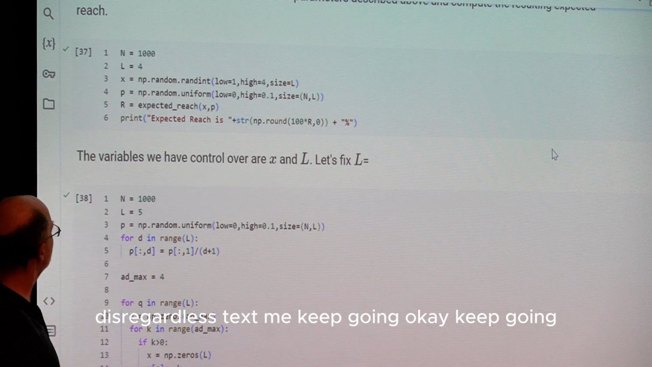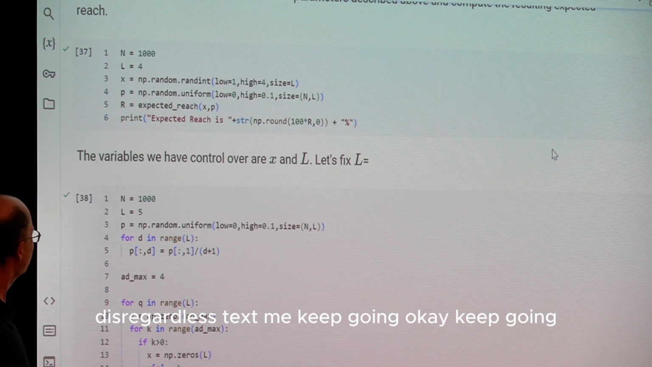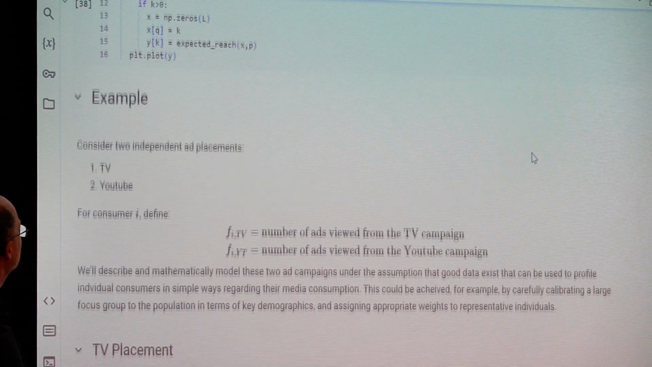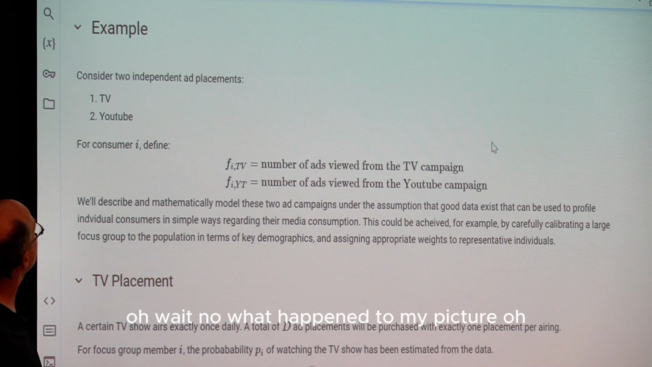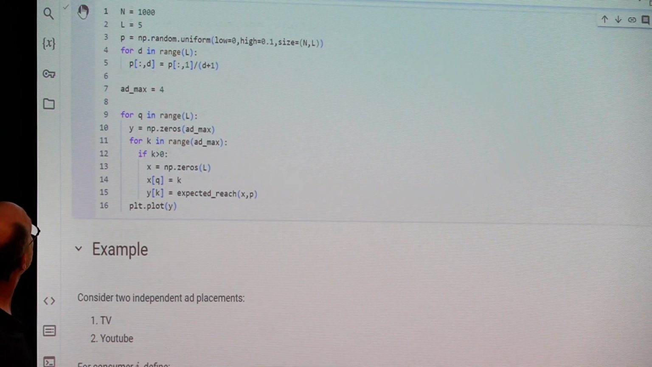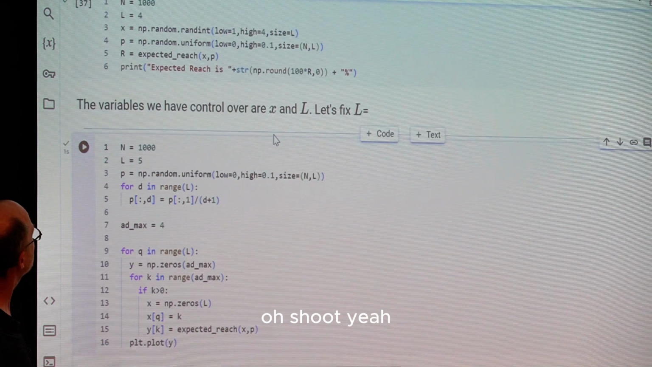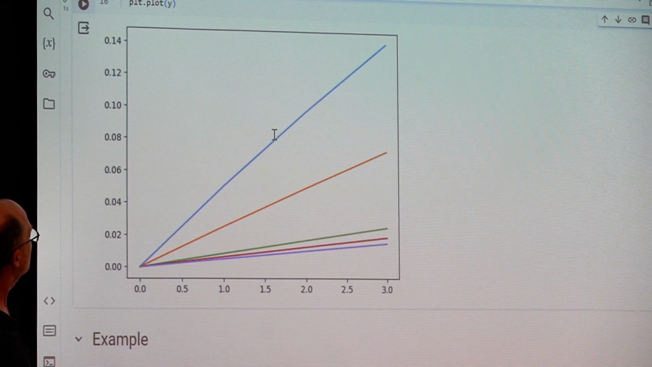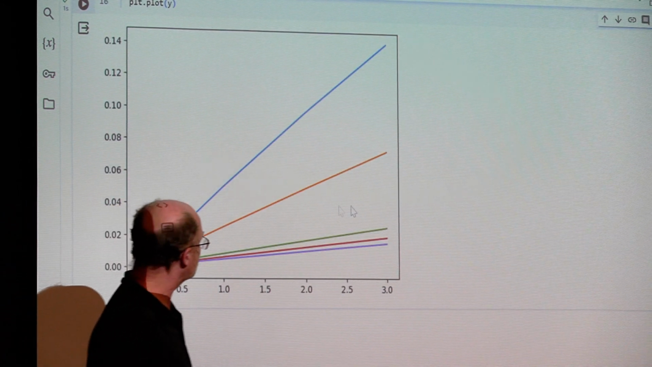Disregard this text, maybe. Keep going. Okay. Keep going. Nobody saw this. Oh wait. No, what happened to my picture? Oh, maybe. Well, let's see. Oh, shoot. Yeah. Don't do that. Yeah. Okay.